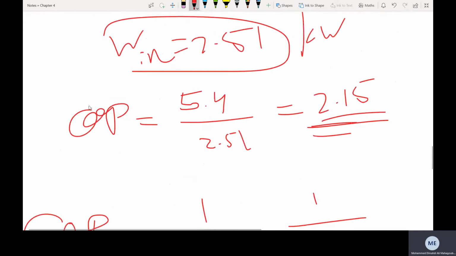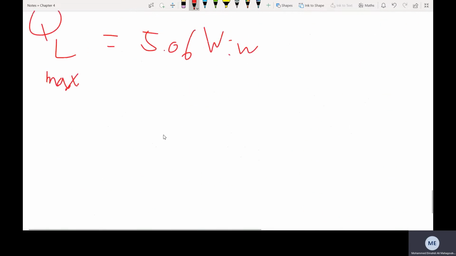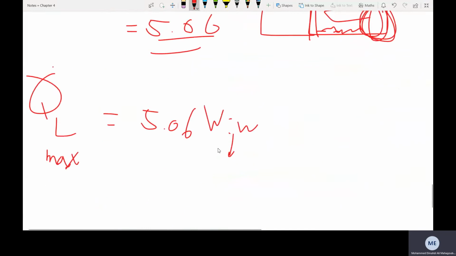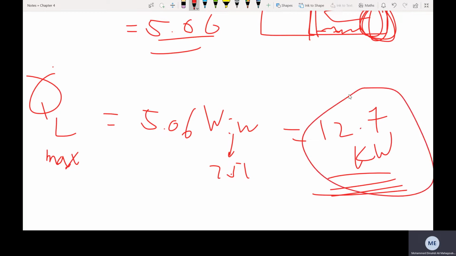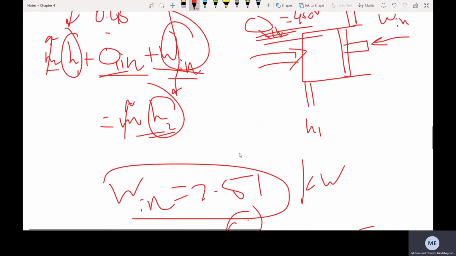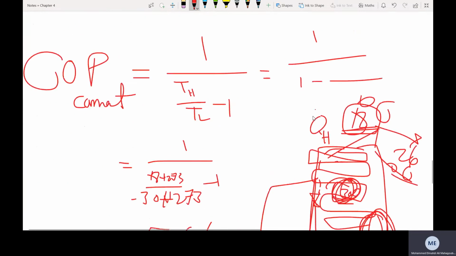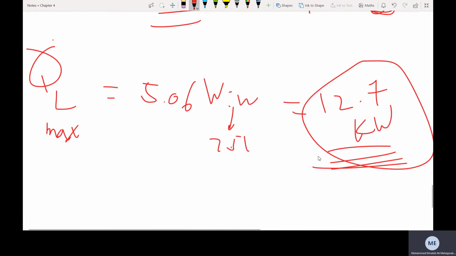Remember that the COP is equal to Q dot H over the work n. So the Q dot H is going to be equal to the COP multiplied by the work n. And he told me for the same amount of work n, as we talked before, so 2.51, and now it is going to be, look, 12.7 kilowatts. So huge difference between 12.7 kilowatts and the 5.4, the actual one.